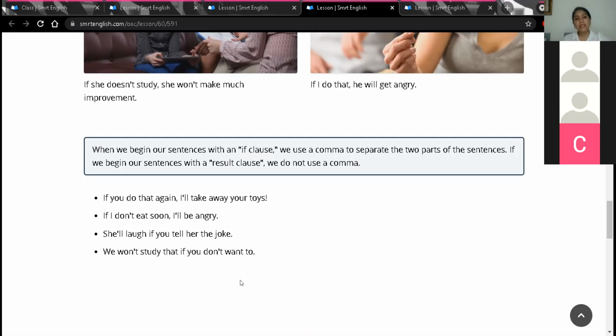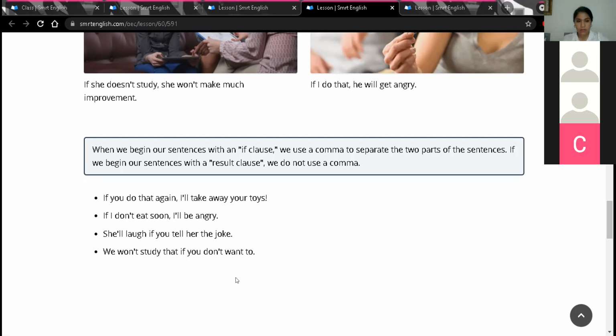Exactly. So every single sentence in here is showing a real possibility, something that will happen, right? So if I do that again, I'll take away your toys. This is probably something that a father will tell their kid. If I don't eat soon, I'll be angry. It means that I'm hungry. And if I don't eat, I'm gonna be in a very bad mood. So this is real. I mean, this is gonna happen, cause and effect.